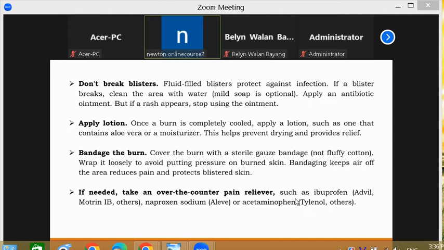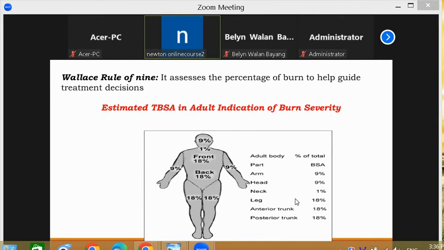So if needed, take an over the counter pain reliever. If the patient is having too much pain, according to the doctor's order, just give the medication to the patient. So that is the Wallace rule of 9.